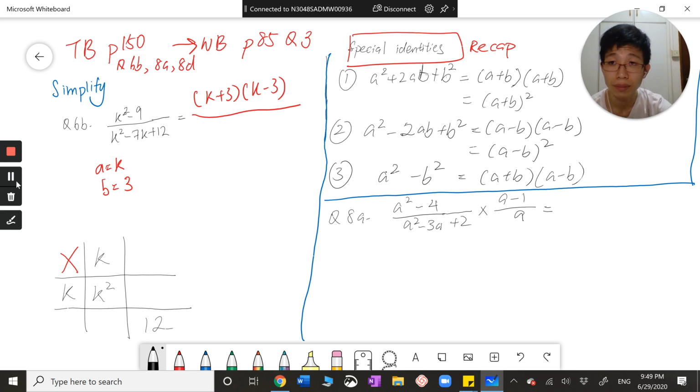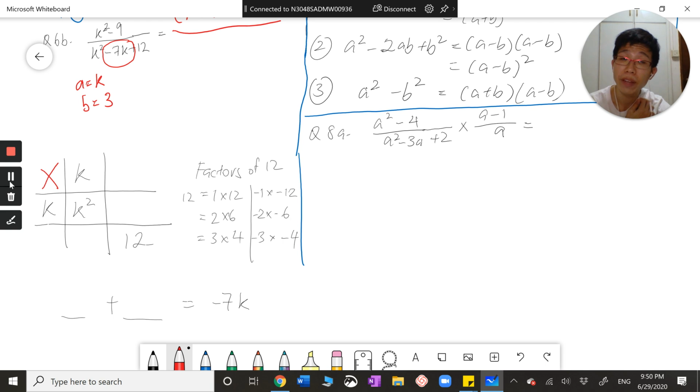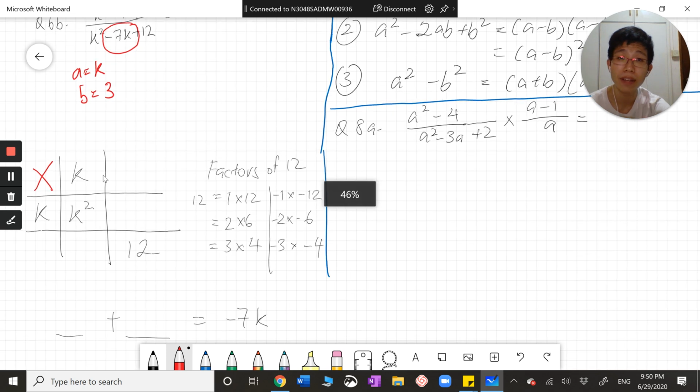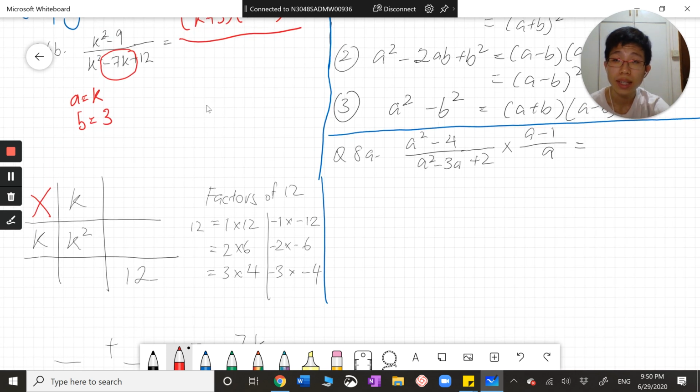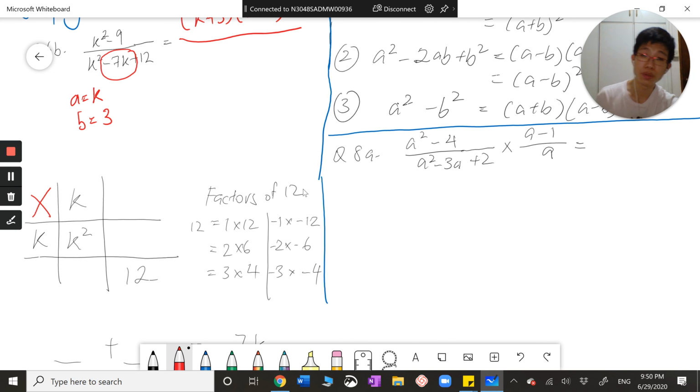Let me write down the factors of 12. Now I need to choose which one is the right pair of factors in order to get the right factorization. I need to make sure the pair of factors I choose, when they add up, give me negative 7k. First they have to multiply, and after that these 2 boxes will add up to 7k.